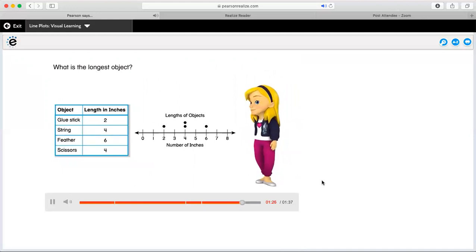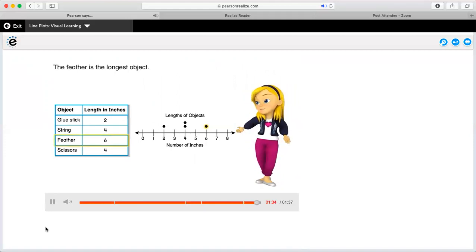What is the longest object? So which object is the longest? Right? Our feather is the longest. It's the largest number on our number line, which means that that object is the longest. The feather is the longest object. Now you know how to use a line plot to display data.